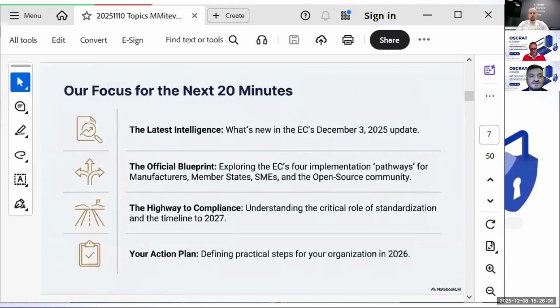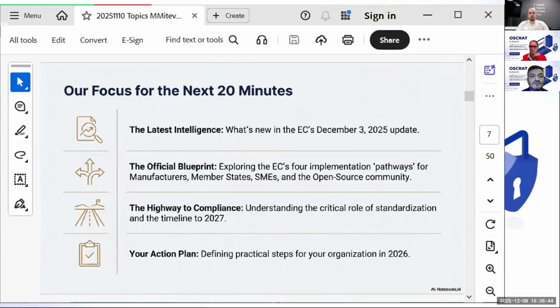In this session, we will focus on the key areas. First, we will look at the latest information from the Commission and what changed in the update from 3rd of December 2025. Second, we will look at the 4 official pathways the Commission created for implementation. These pathways are for manufacturers, member states, small and medium enterprises, and the open source community.